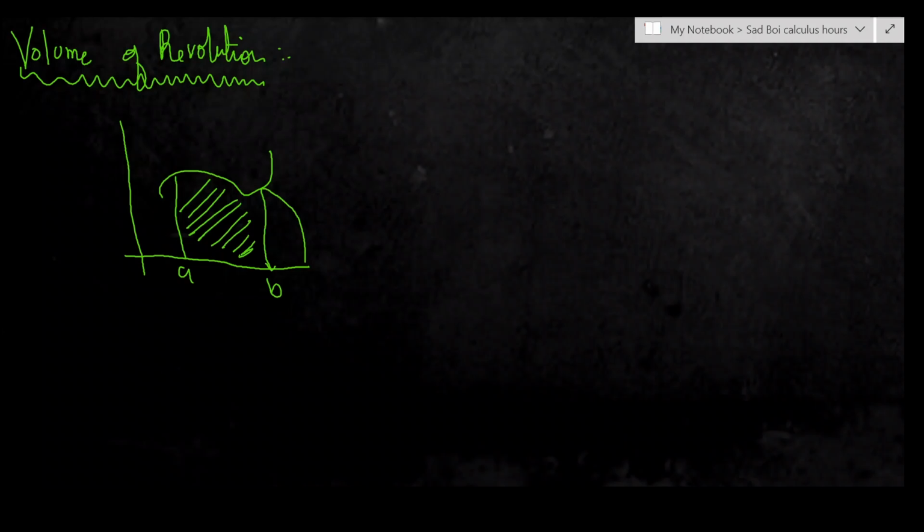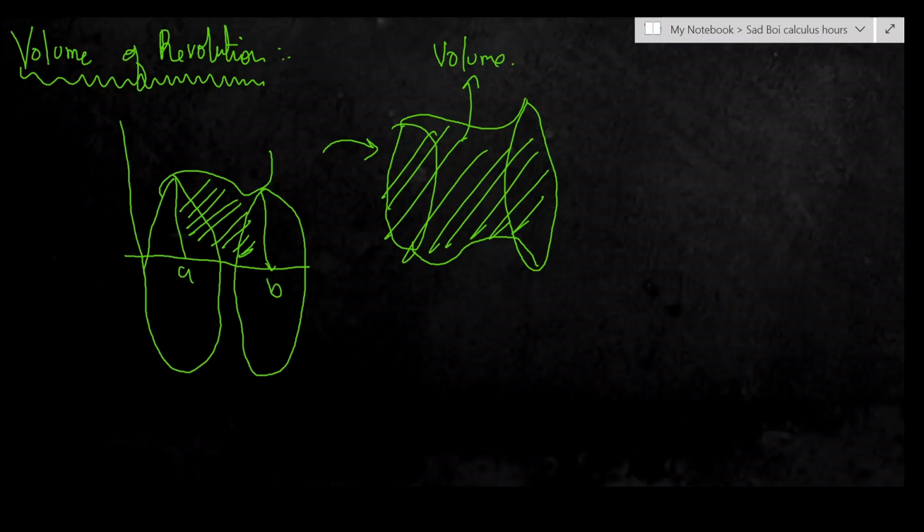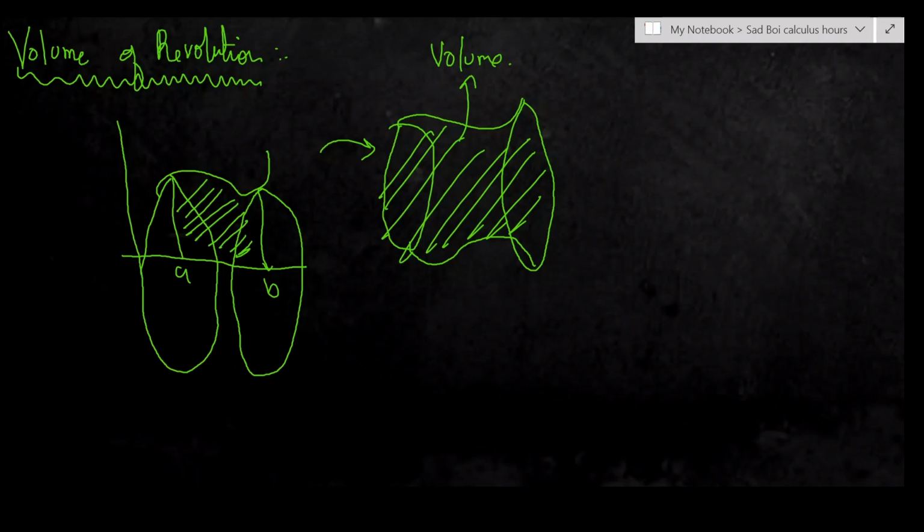And what you need to do is revolve the area bounded by the curve and the x-axis around the x-axis, like this. This is going to result in a solid forming somewhat like this. So we need to calculate the volume of this solid.